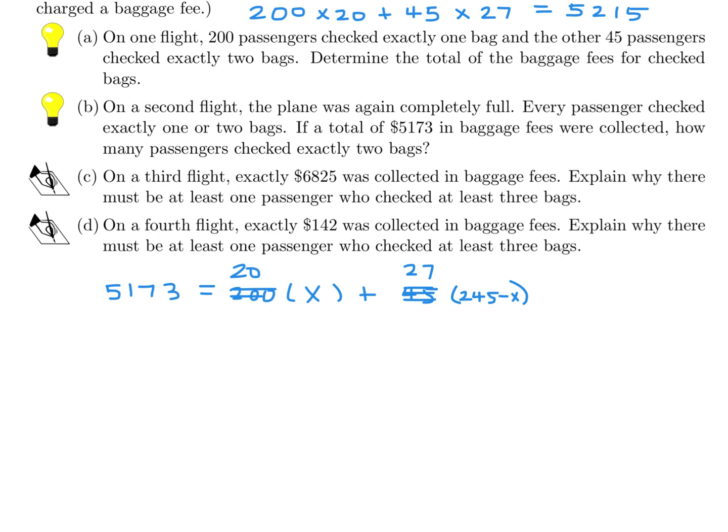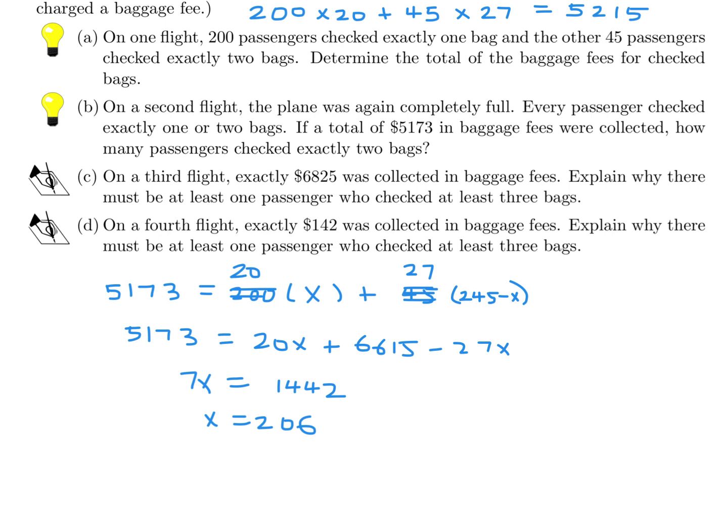So then you just solve this equation. So it's 5173 is equal to 20x plus 6615 minus 27x. And therefore, this is going to be 1442 is 7x, and therefore x is 206. So 206 represents the people who checked in 1 bag. And they want the number of people who checked in 2 bags. So that's going to be 245 minus x, which is 245 minus 206, which is 39. So 39 is the answer to that question.